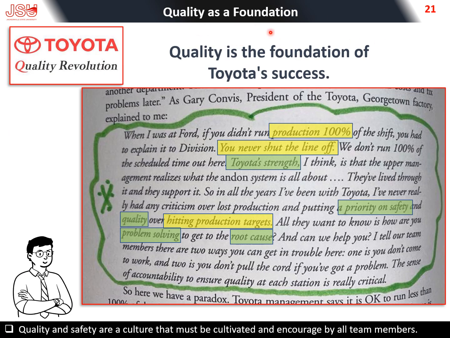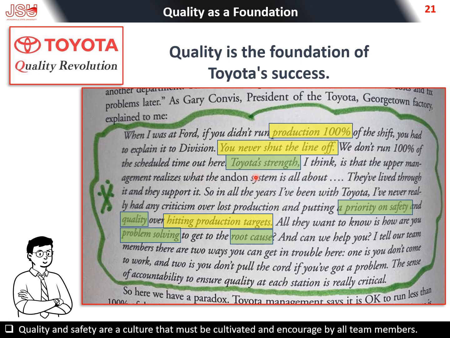Quality as a foundation. Quality is the foundation of Toyota's success. Probably the best description that I found on this chapter for Principle 5 was in an interview with Gary Cummins, president of Toyota Georgetown factory. As he explained, when I was at Ford, if you didn't run production 100% of the shift, you had to explain to division. You never shut the line off. We don't run 100% of the scheduled time out here.